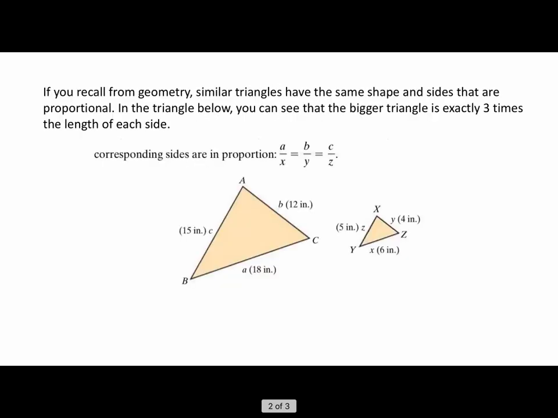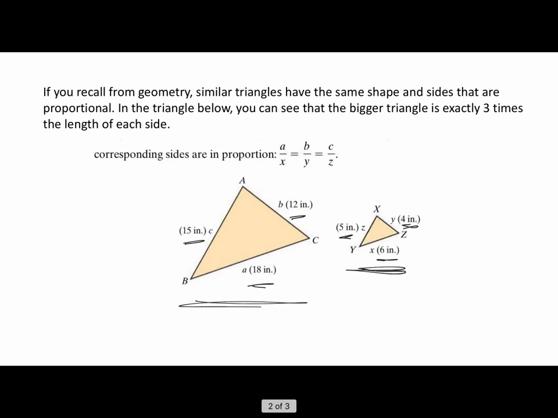If you remember from geometry, if you've had that before, similar triangles have the same shape and the sides are proportional to each other. So in this triangle below, you can see that the bigger triangle here is exactly 3 times the length of each side of the little triangle. So 6 times 3 is 18, 4 times 3 is 12, and 5 times 3 is 15. We can see that from proportions.